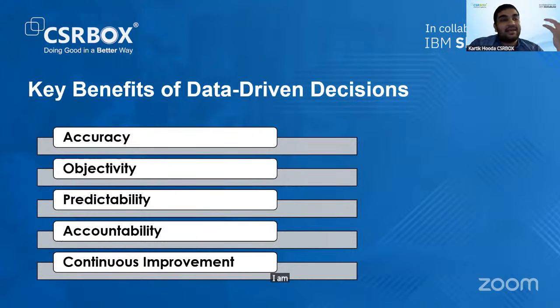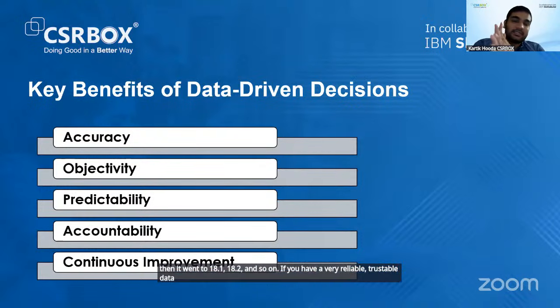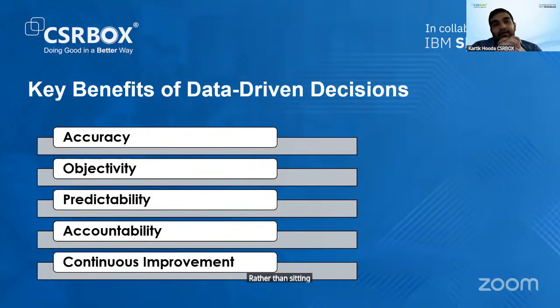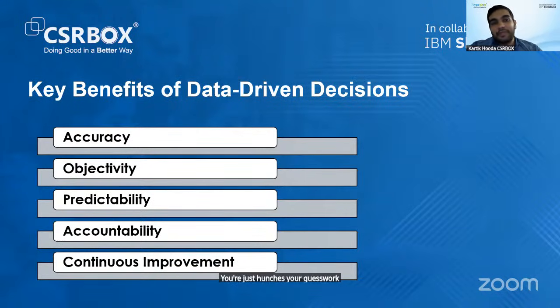I am from Bangalore. Here, the average temperature in the daytime is maybe, let's say, 18, 19 degrees Celsius. But let's say we also know it has increased at a steady rate of maybe 0.1 degrees per year. So it was 18 in maybe, let's say, 1925, then it went to 18.1, 18.2, and so on. If you have very reliable, trustable data, predictability also is easy, rather than sitting and guessing, "You know what, I feel like this might happen, this may not happen." Feelings, hunches, and guesswork go to the bin because we have highly trustable data sources.